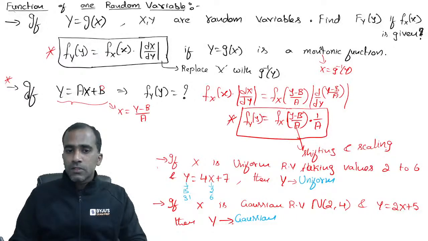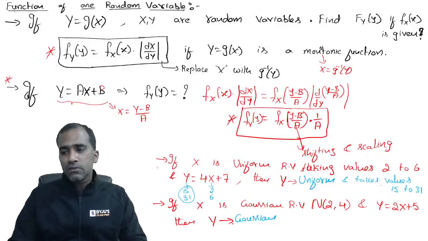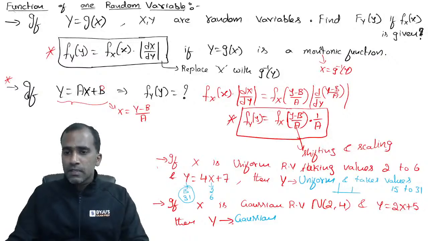Correct? So the range of y values possible is 15 to 31. Y is uniform and takes values 15 to 31. That is sufficient or not? If they ask mean, variance, anything, we can say that, no? If you know the range of values, you can plot the shape of the PDF also. It is uniform from 15 to 31.